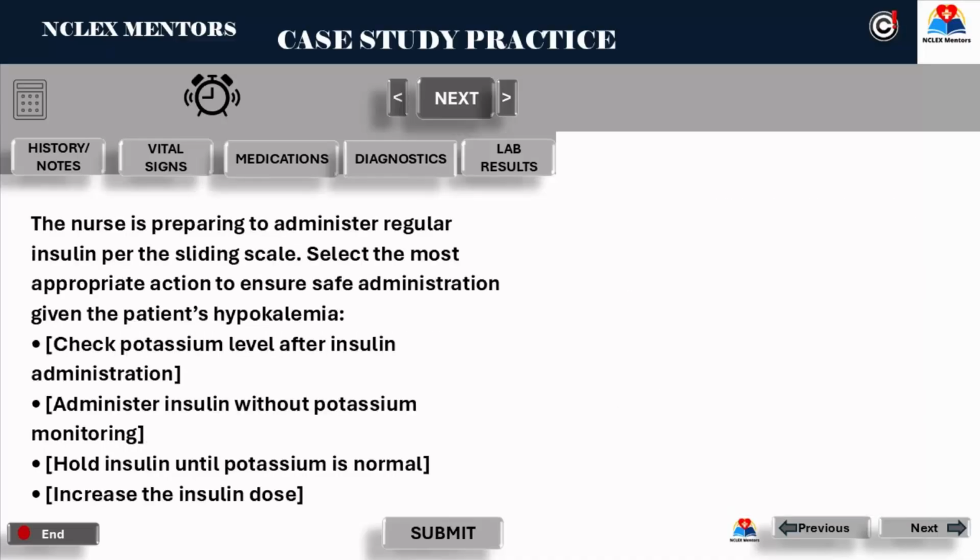Question 4. Generate solutions. You're about to give regular insulin to a patient with low potassium. What's the safest move? Options. Check potassium level after insulin administration. Administer insulin without potassium monitoring. Hold insulin until potassium is normal. Increase the insulin dose.